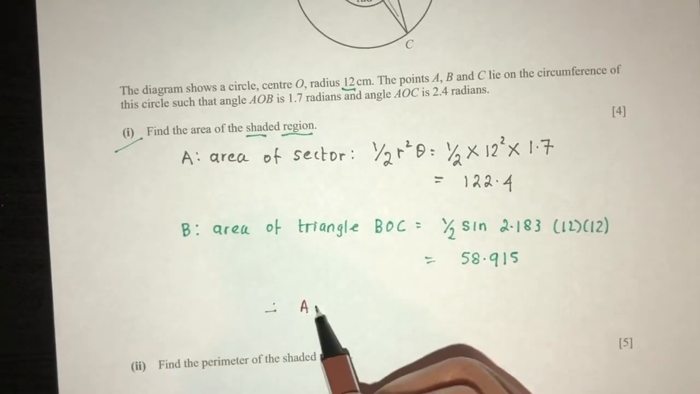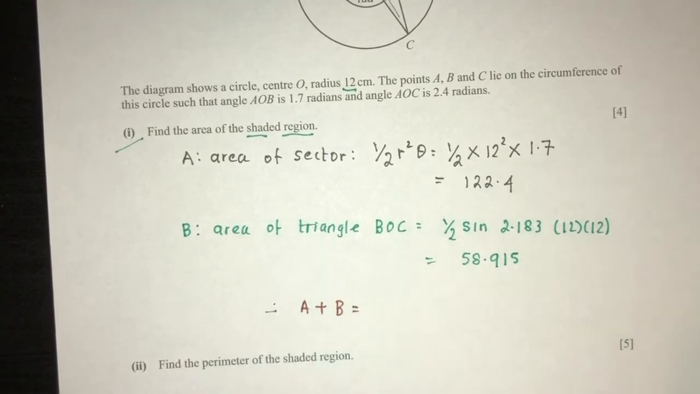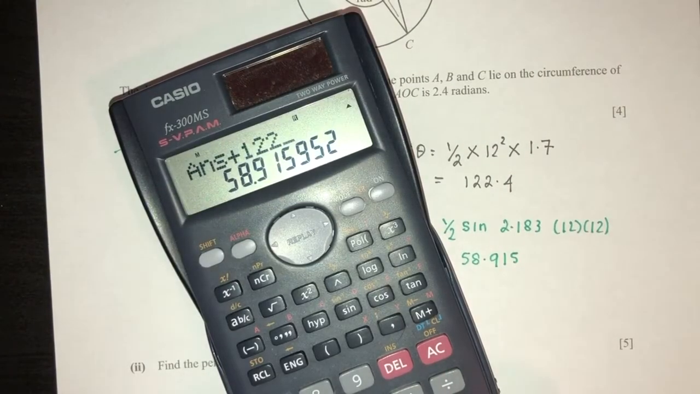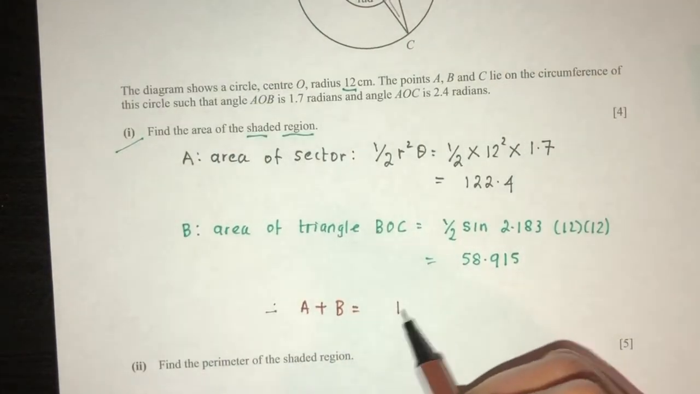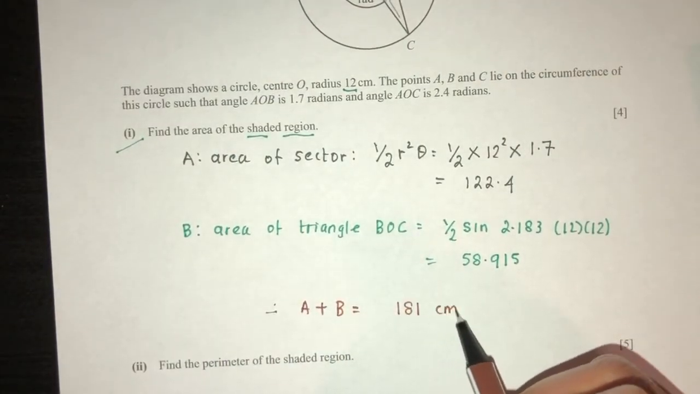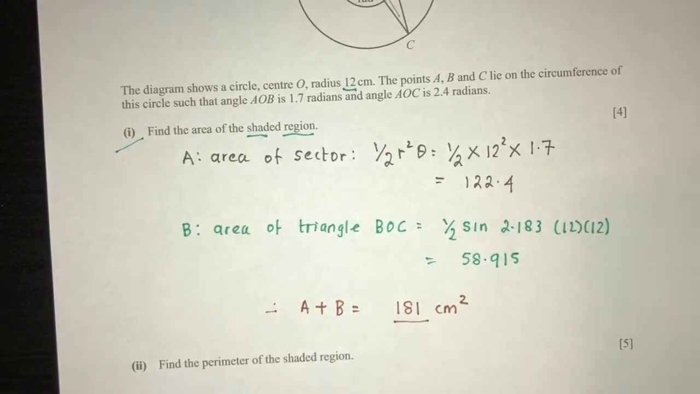So finally, for the area, it will be A plus B. So A plus B, 122.4 plus 58.915, that should be 181, correct to 3 significant figures. 181 centimeters squared. That's for part 1.